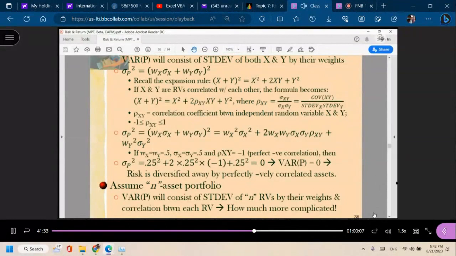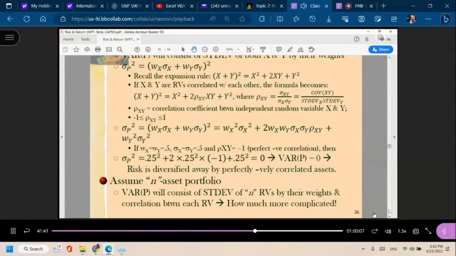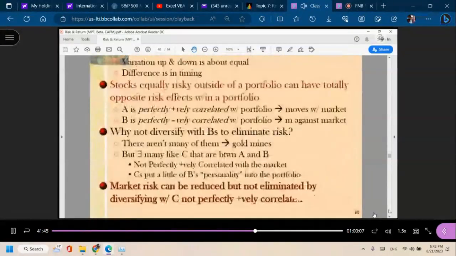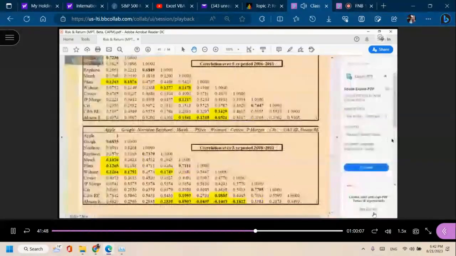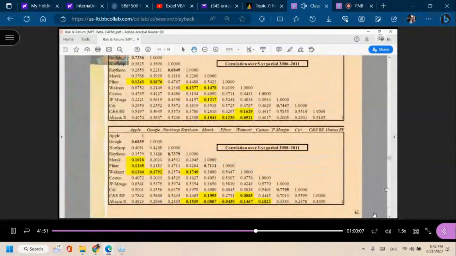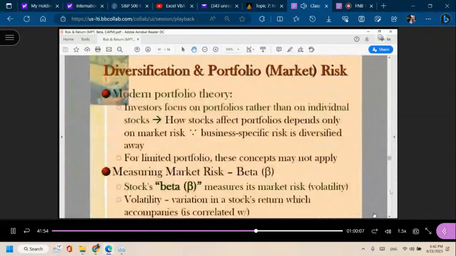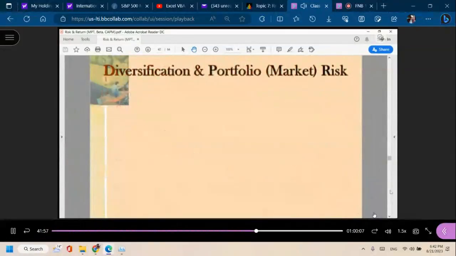It's going to be always 0.5, right? So this is basically the role of the correlation coefficient. Okay, makes sense. So that explains why it makes our portfolio diversify away the non-systematic risk part of our portfolio.